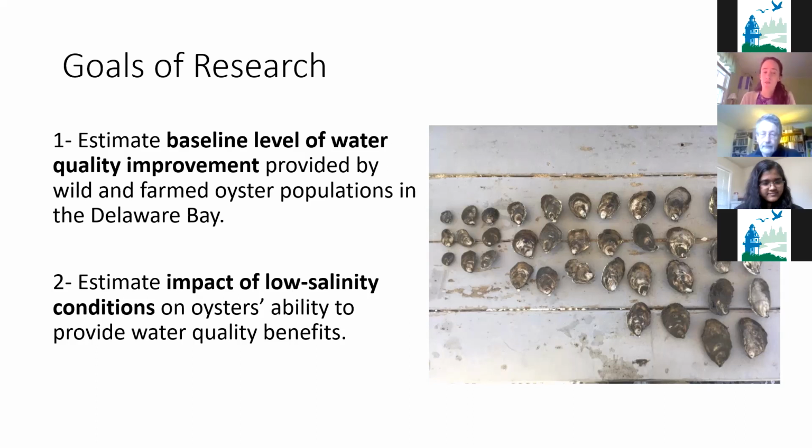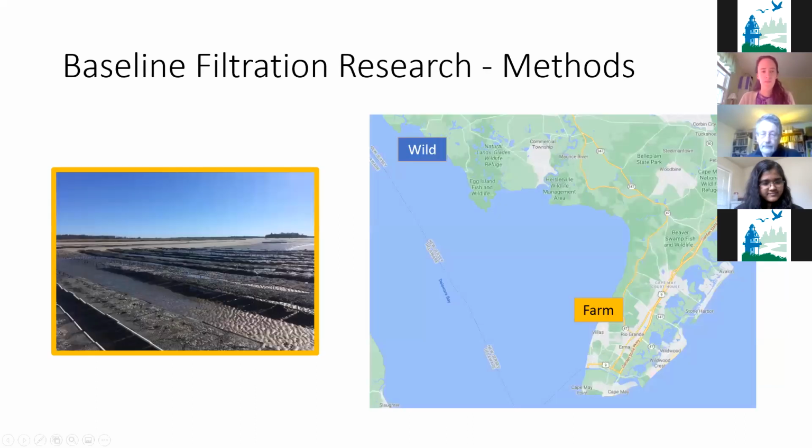However, site-specific research regarding the impacts of salinity to oyster filtration is lacking. And although we know that filtration is variable, average rates are often used in estimates of ecological filtration. So there really is a need for accurate estimates of filtration that account for all this variation. First, I'll talk about how we estimate the baseline level of water quality improvement oysters provide.